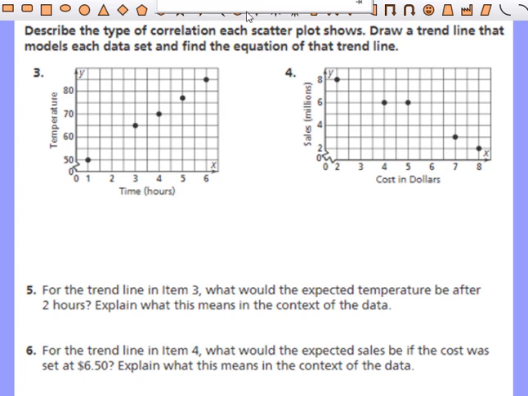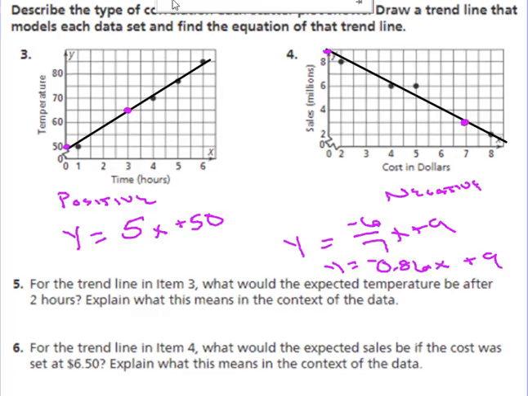Whoops, I'm actually going to pause it, then I can just make this go faster for you. Okay, so for 3, here's my trend line. Here's my equation. It's positive. That's the type of correlation. It's a positive correlation. I started at 50.